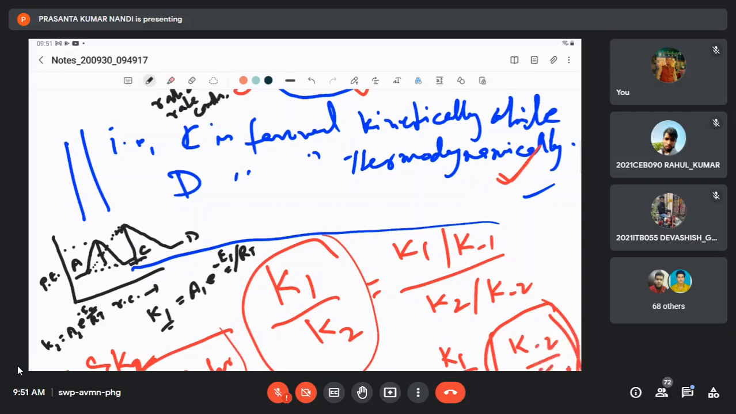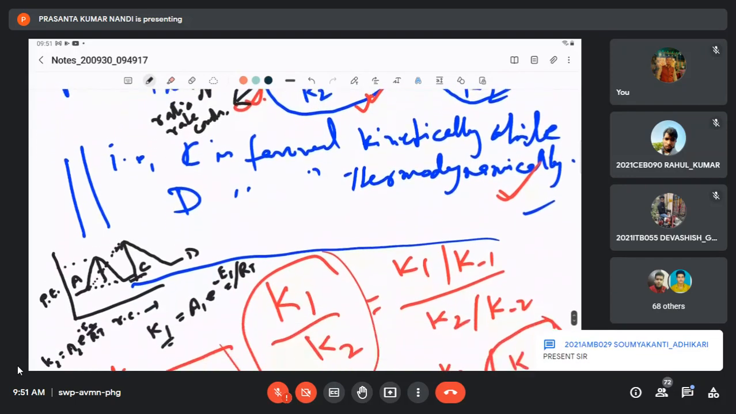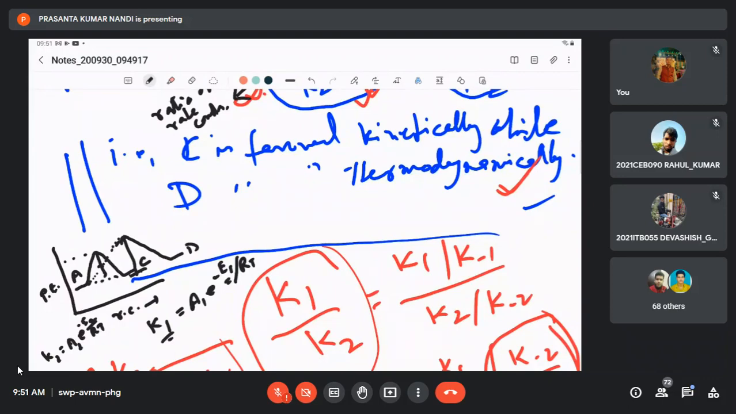Now once again, what happens? Suppose here we assume K1 is much larger than K2 because K1 has the lower activation energy for the step A to C. As we already discussed, in such a case, C is normally favored kinetically, while D is favored thermodynamically. Why? It is clear from this picture also. Look, if you follow C to A, the barrier height will be almost the same as in my picture drawing.